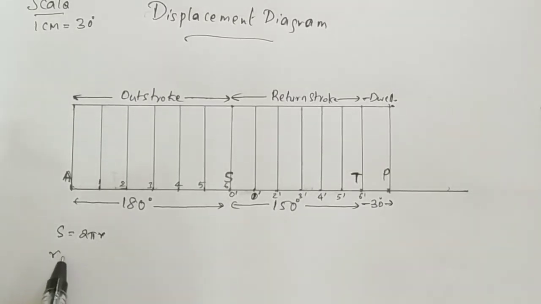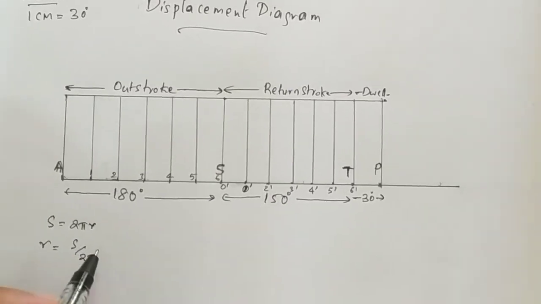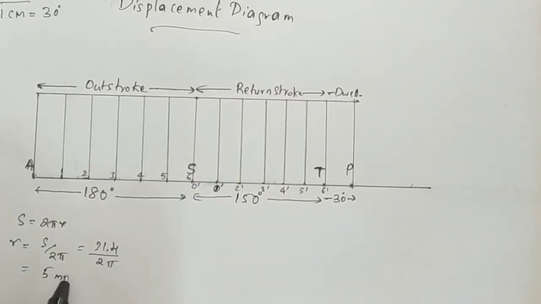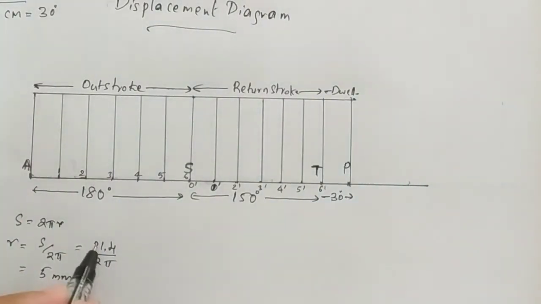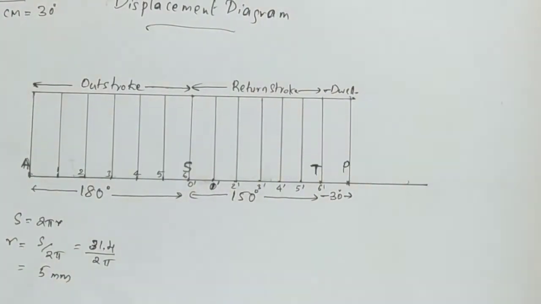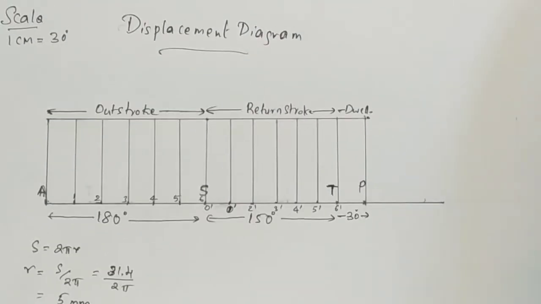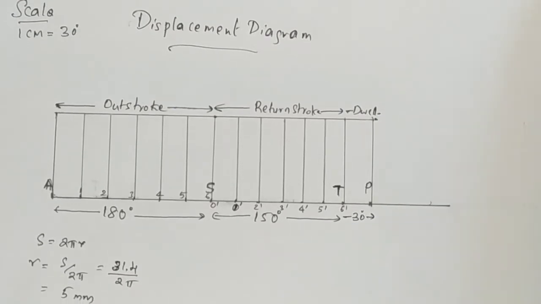So we want r here. R is nothing but, you take this to the other side, S by 2 pi. What is S? S is 31.4. 31.4 divided by 2 pi, you will get 5 mm. Since we are taking this in mm, the stroke length of 31.4 which we have taken in mm, this also will come in mm only. So we got the value of the generating circle as 5 mm, which is 0.5 centimeters.